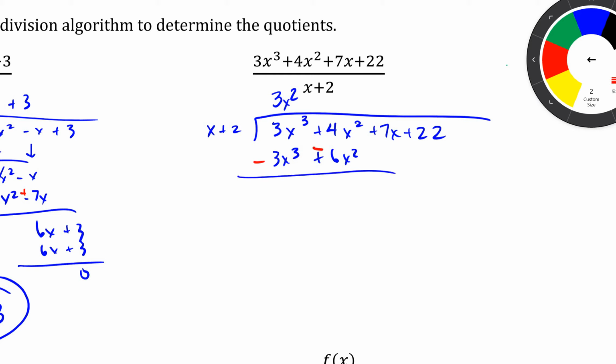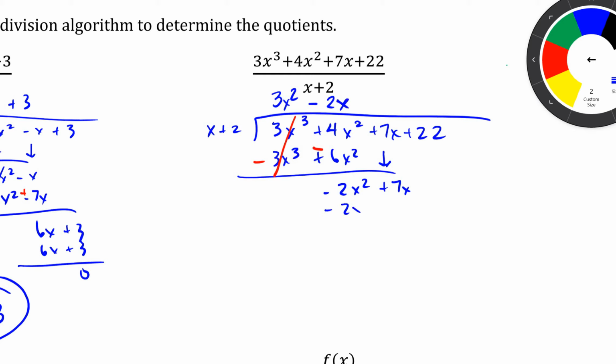Don't forget to change your signs. These cancel, and we wind up having negative 2x squared and the 7x, and it comes right on down. So then what multiplies by x to make a negative 2x squared? Well, I know it has to be negative because the signs are opposite, and it's going to be just a 2x.